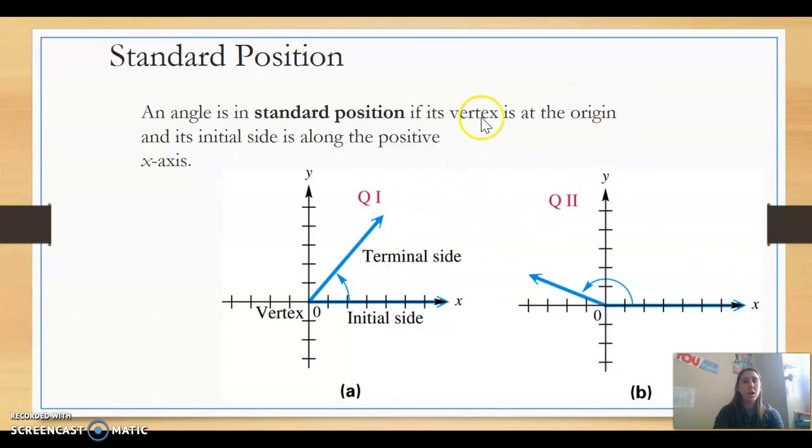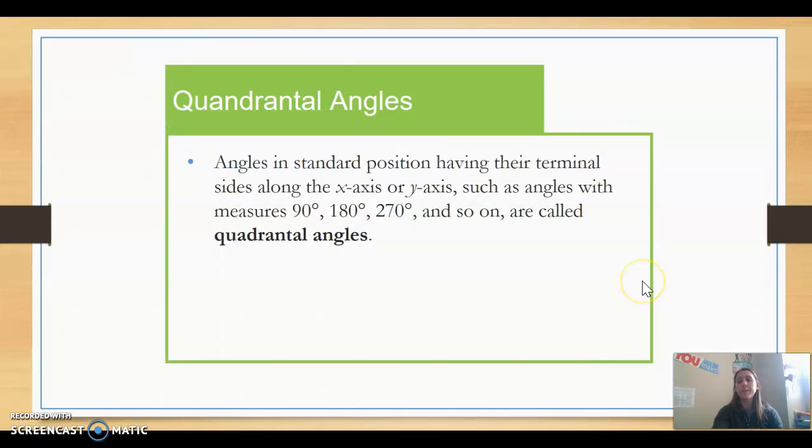So I would draw these pictures. Standard position: the initial side is along the positive x-axis, and the vertex is at the origin. This is one that has an angle ending in quadrant 1. This angle is ending in quadrant 2. We could be in 3 or even 4.